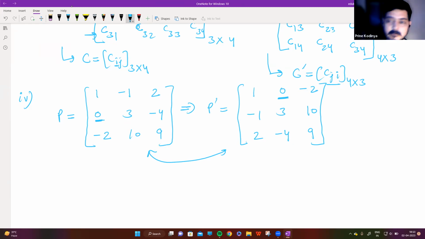Now, why did it happen? Think about it with a very simple mathematical logical answer. Why did it happen? What do we do in transpose? We interchange i and j, right? We interchange i and j. So aij becomes aji. Now diagonal elements didn't change their position. Why?